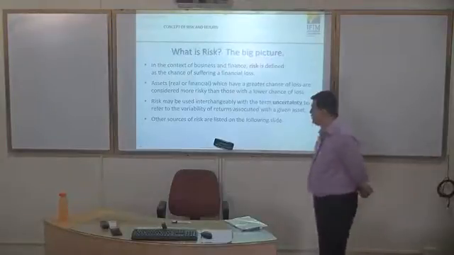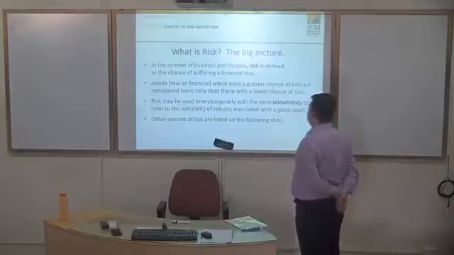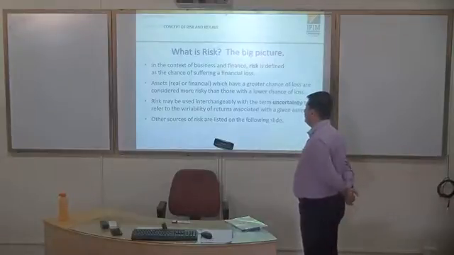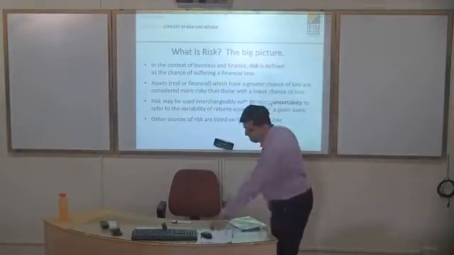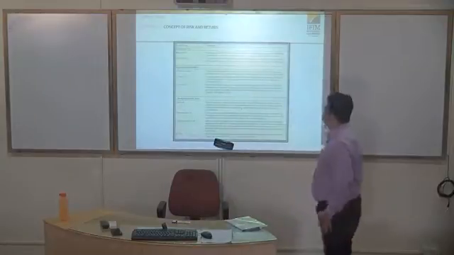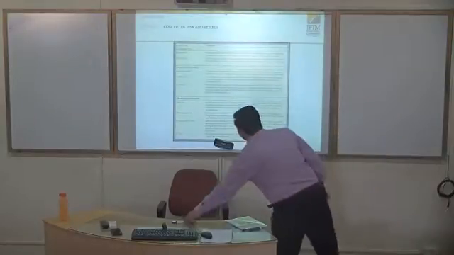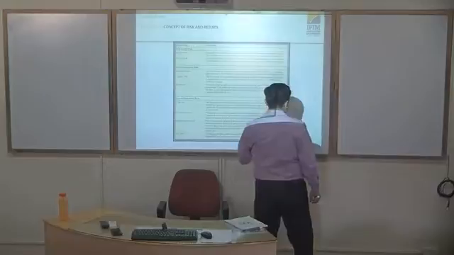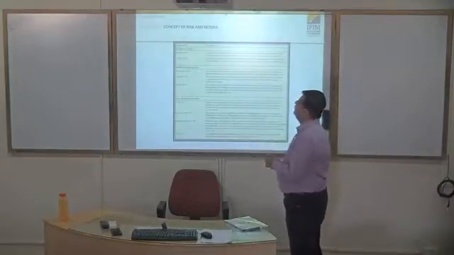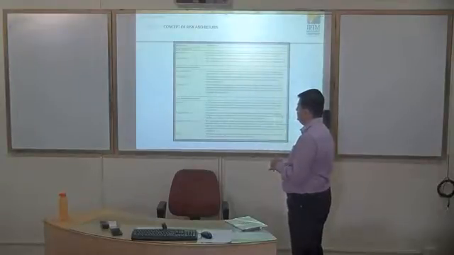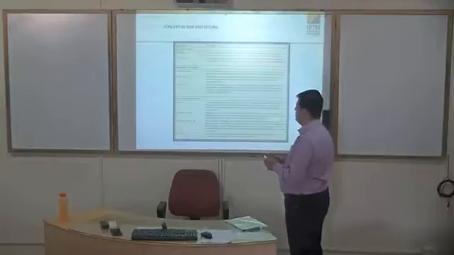Risk may be used interchangeably with the term uncertainty to refer to the variability of returns associated with a given asset. Other sources of risk are listed on the following slide. So this slide talks about sources of risk and description. It talks about business risk, financial risk, interest rate risk, liquidity risk, market risk, event risk, exchange rate risk, purchasing power risk, and tax risk.